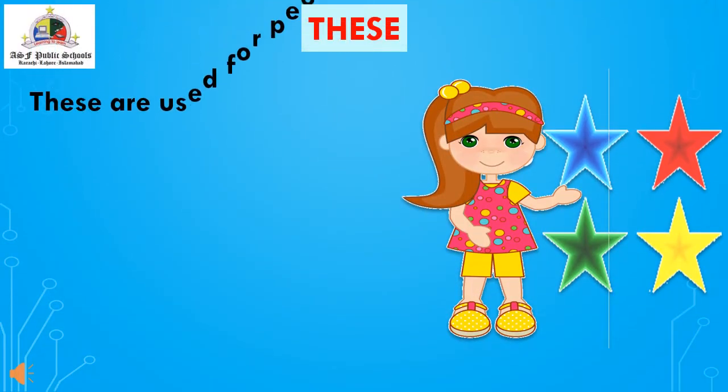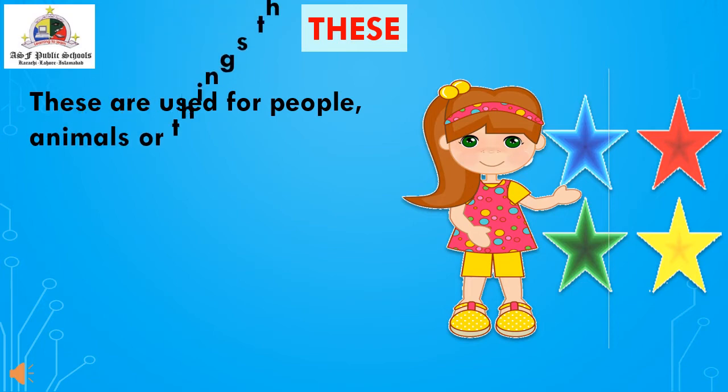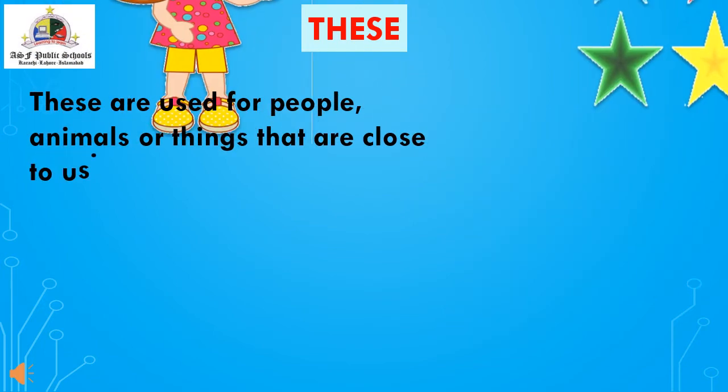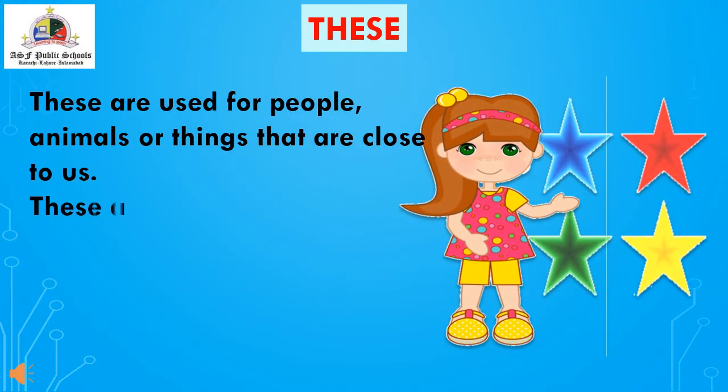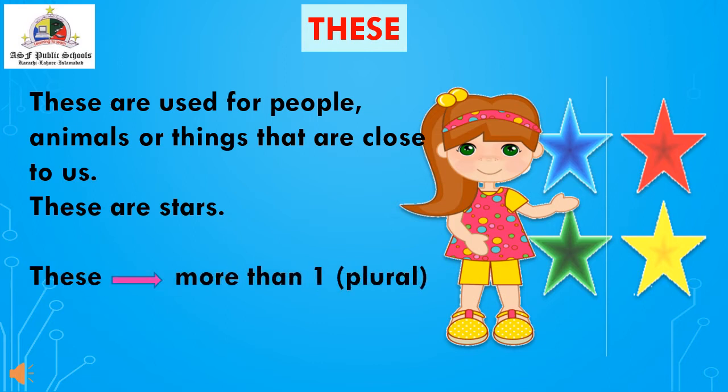These is used for people, animals or things that are near to us. Have a look at this example. These are stars. Here the girl is pointing towards the stars. Here we have more than one star and the stars are near the girl. So the noun which is plural in number and close to us, we use the word these for them.